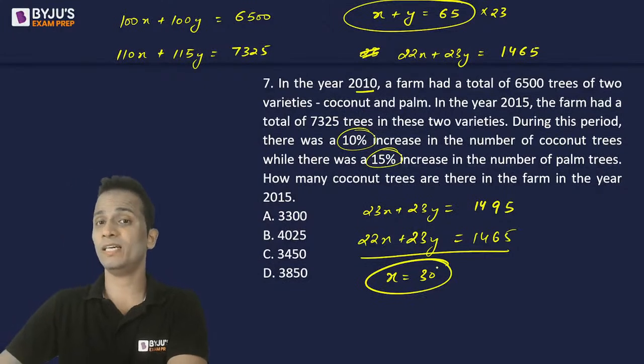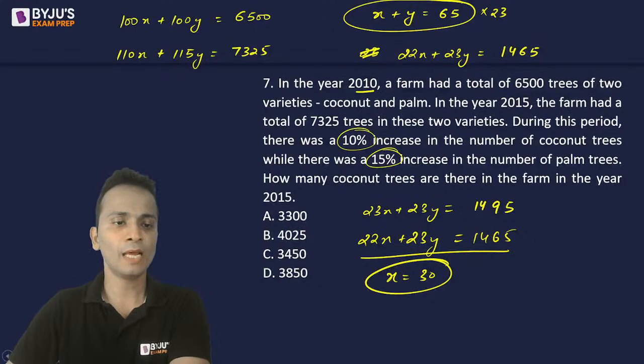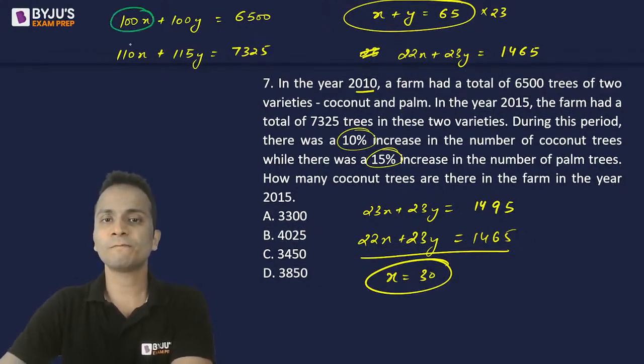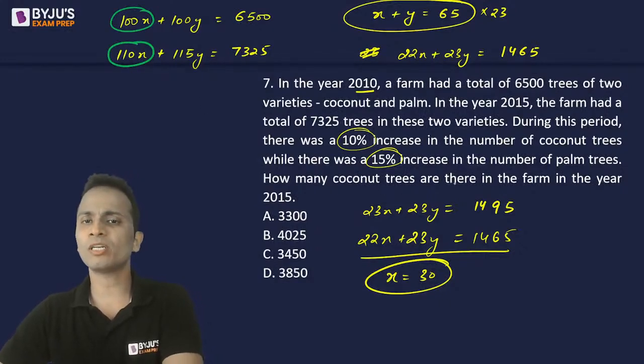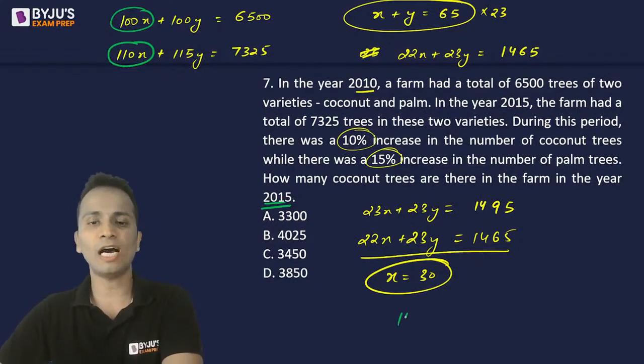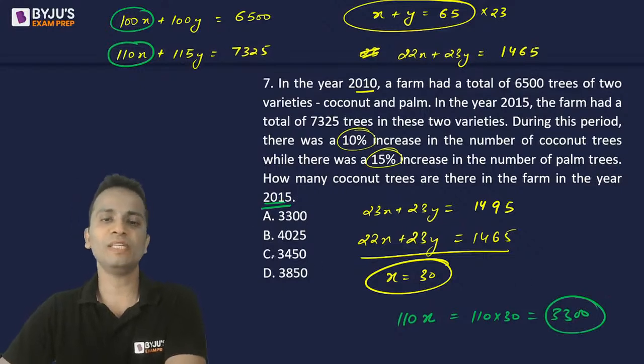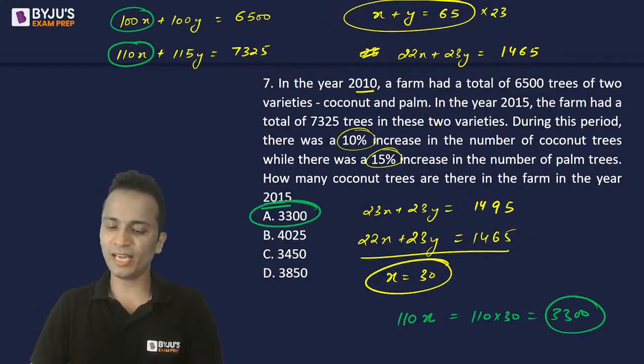X का value 30 आया है. This is not the number of trees. This is the value of x. Okay. Now, originally the number of coconut trees was this, and finally in 2015 it was this. So we have to find out the number of coconut trees in the farm in the year 2015. That means I have to find out the value of 110x. 110x का value find out करना है. So 110 multiplied by 30, that is 3300, should be the final answer, which is option A.